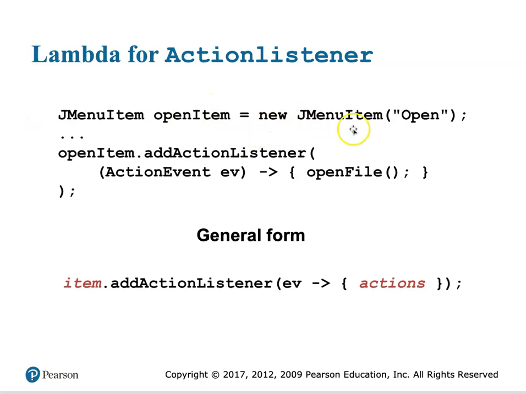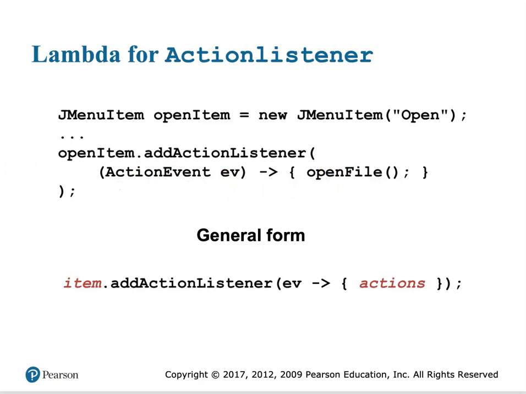Create our menu item. Okay, so we have a menu item called open item. The display string is open. Then open item dot add action listener, and this is the action listener. And this piece here is our lambda. We have an action event called EV, and the result of that event is to call the method openFile. It is very, very elegant to use lambdas in this way.